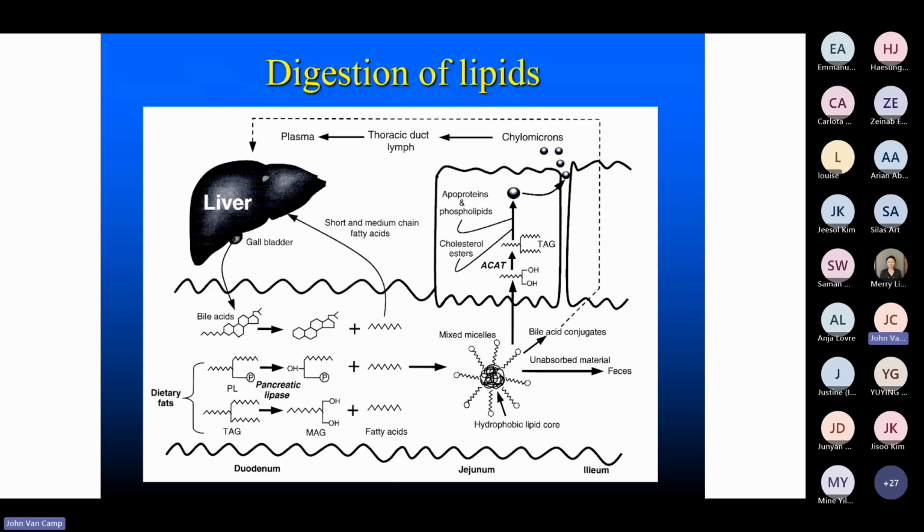So here are the lipids. The lipids will enter in the duodenum. And we have the two types. So the first one are the phospholipids. The second one are the triacylglycerols. The first one contains phosphate, the second one doesn't.